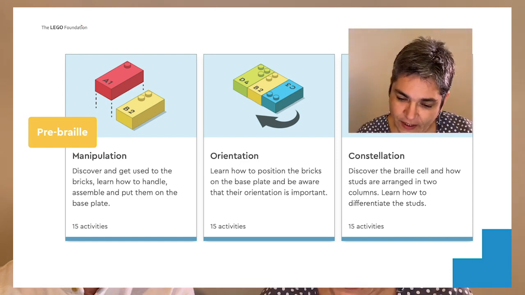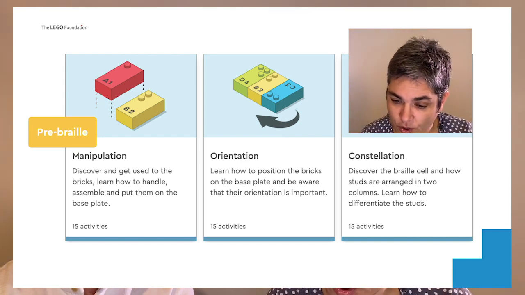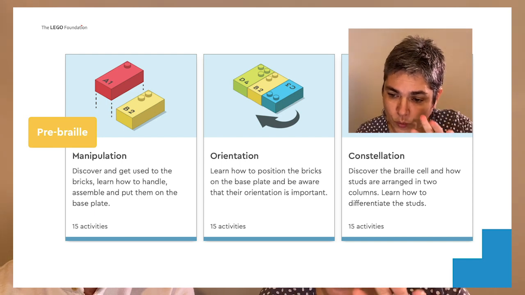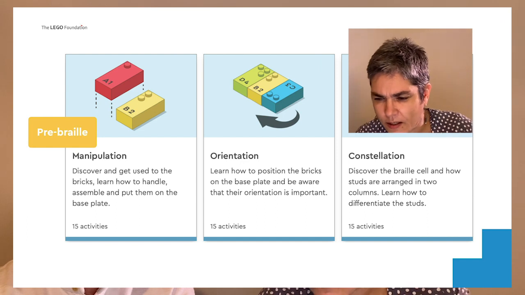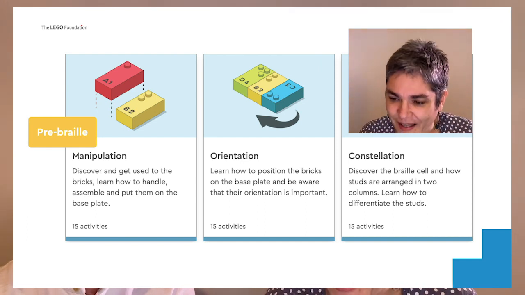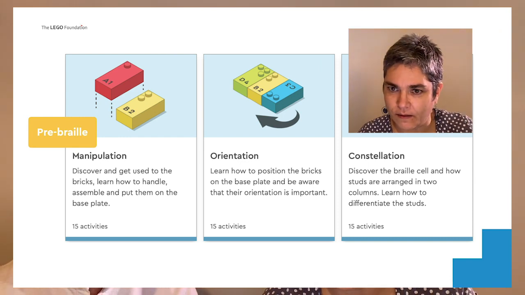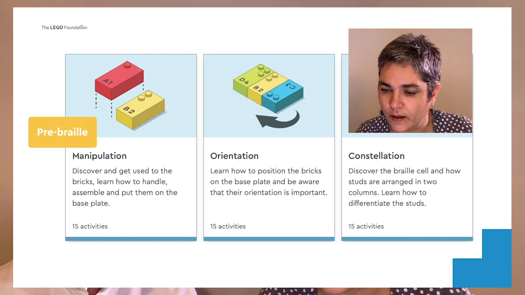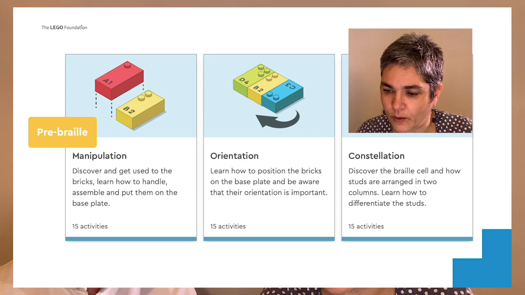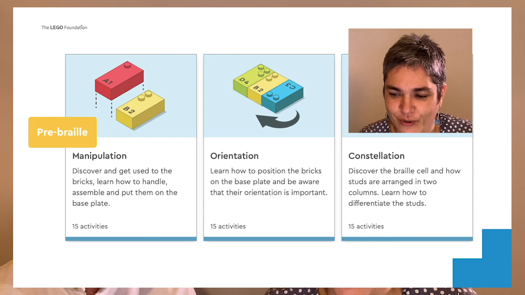Then we have the orientation section, and there it is activities about how to position the bricks on the base plate. So two different things, vertical, horizontal, you can say landscape or portrait. And then when you know the difference, you also have to be aware that there is a correct reading position, and you have to find the gap, the flat and smooth bottom of the brick with no studs. So all kinds of activities to help the kids work with that.